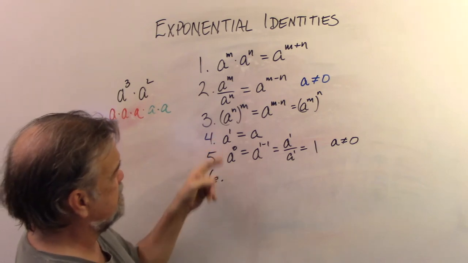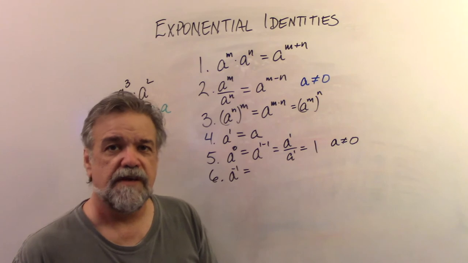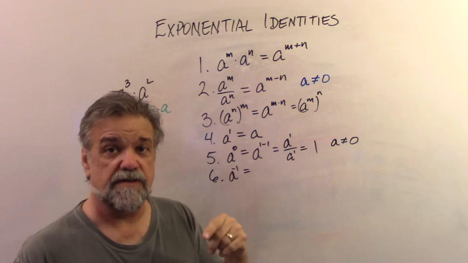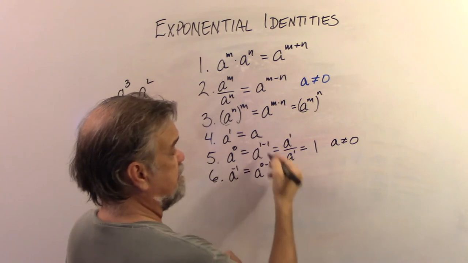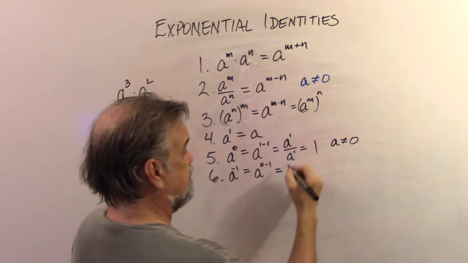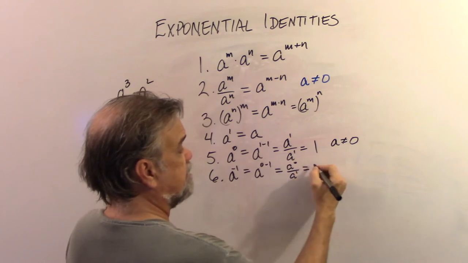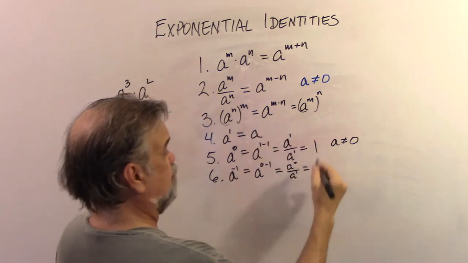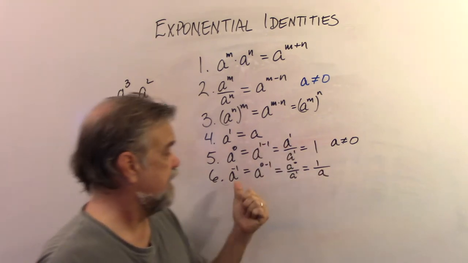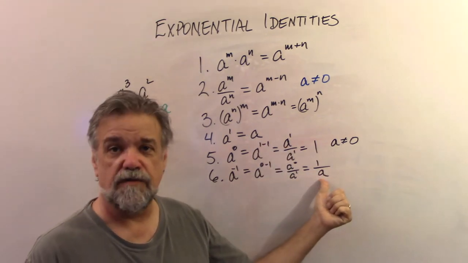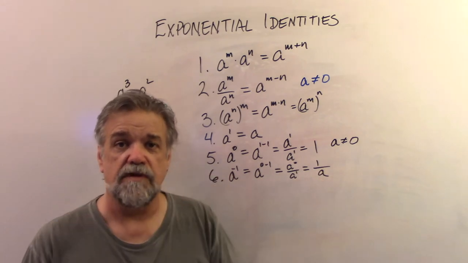All right, number 6. We did 1, we did 0. Let's do negative 1. A to the negative 1 power. Well, isn't negative 1 just 0 minus 1? So that would be A to the 0 minus 1. And again, don't I just divide? That's going to be A to the 0 divided by A to the 1. A to the 0, I know that that's 1. And A to the 1, I know that that's A. So A to the negative 1 is just 1 over A.